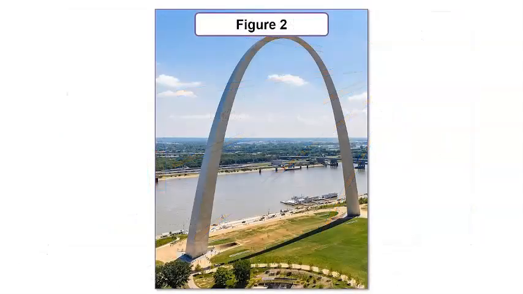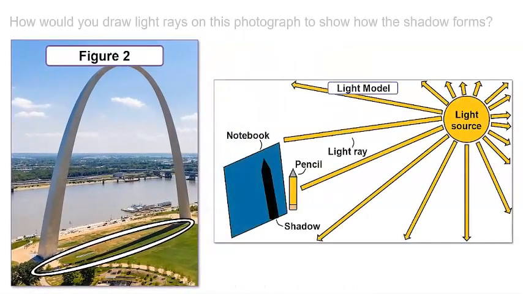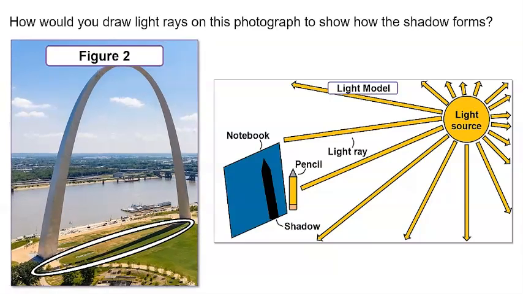Let's look at the Gateway Arch again. Imagine the light rays that form the arch's shadow in this photograph. We can use our light model to help us. How would you draw light rays on this photograph to show how the shadow forms? Do you think we would draw light rays traveling down from the sun in straight lines? I do. Some of the light rays would reach the ground, but others would be blocked by the arch.